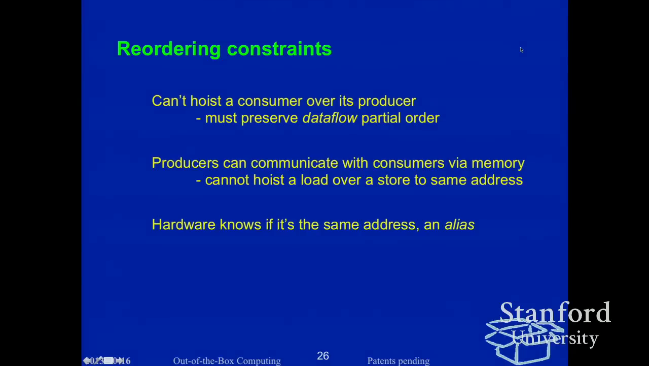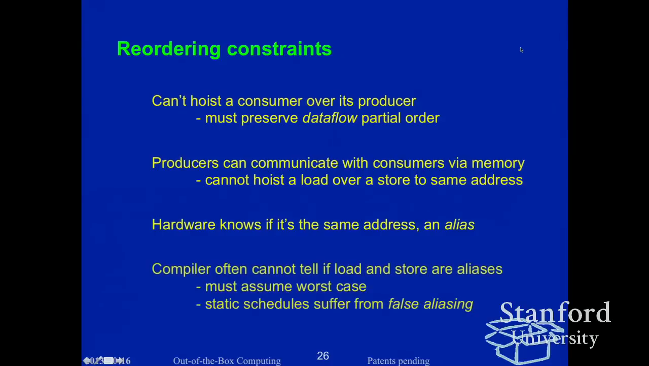The problem of going through memory, this talk is about memory. The problem of going through memory is if loads and stores refer to the same address. Obviously, a load and a store referring to different addresses are not communicating and in general can be reordered. But if they go to the same address, well, you can't hoist a load over a store or you'll get the former value, where what you're supposed to get is the later value. Hardware knows whether it's the same address or not. One of the advantages of the hardware dynamic scheduling.